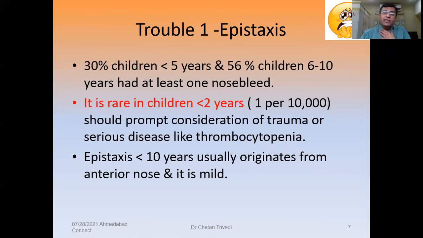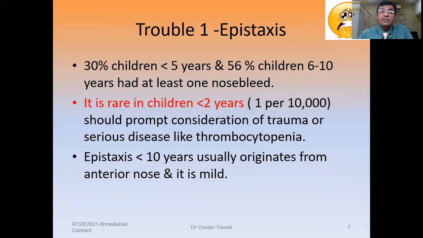Why have we selected epistaxis first? Because, friends, 30% of children less than 5 years of age and 56% of children 6 to 10 years had at least one nosebleed. So it is very common. Everybody of us has come across patients with epistaxis. It is very rare in children less than 2 years. So when you have a patient with epistaxis less than 2 years, we should prompt consideration of trauma or a serious disease like thrombocytopenia.